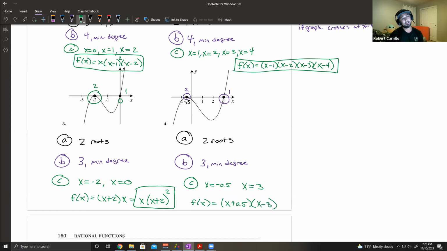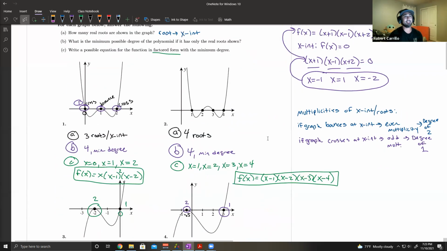That's it. I mean, we could have it as the other form, like x plus 1/2 times x minus 3, whichever you prefer. Either one works. I'll just box them both. Okay. And that is our polynomial notes.